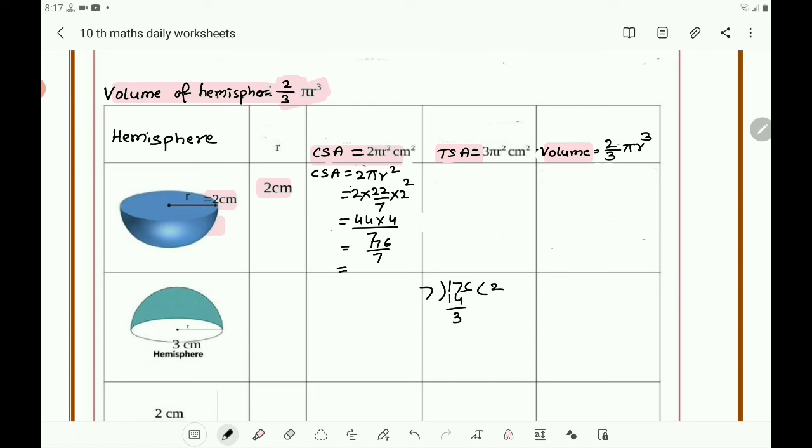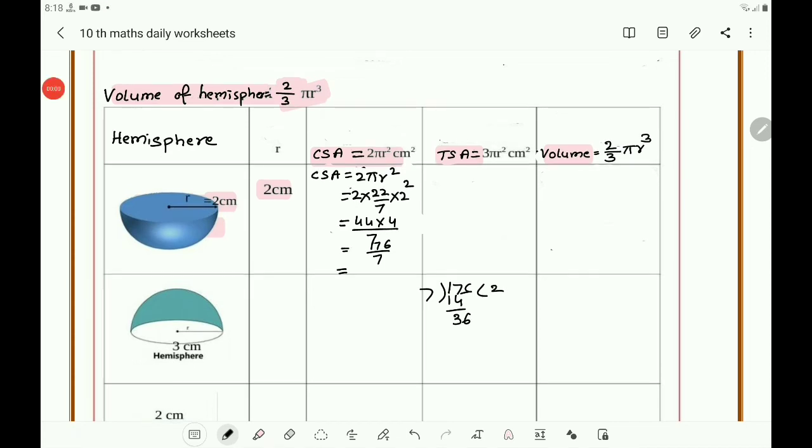Then that becomes 36. 7 5s are 35. 1 is there. Take 0 and put point. 7 1s are 7. Again 3, 3 0, 7 4s are 28, approximately 25.14 cm square is the CSA of the hemisphere.